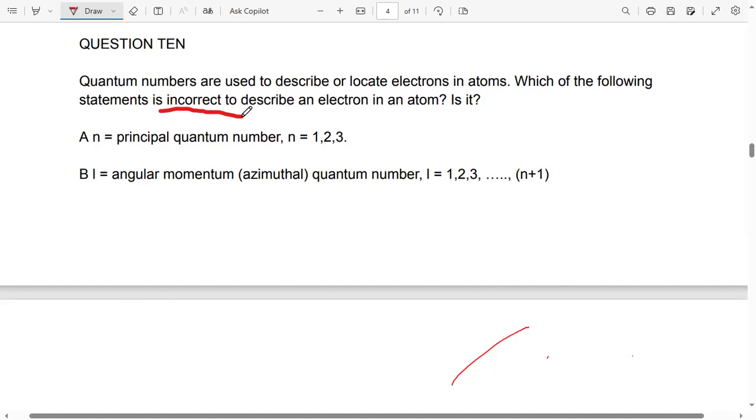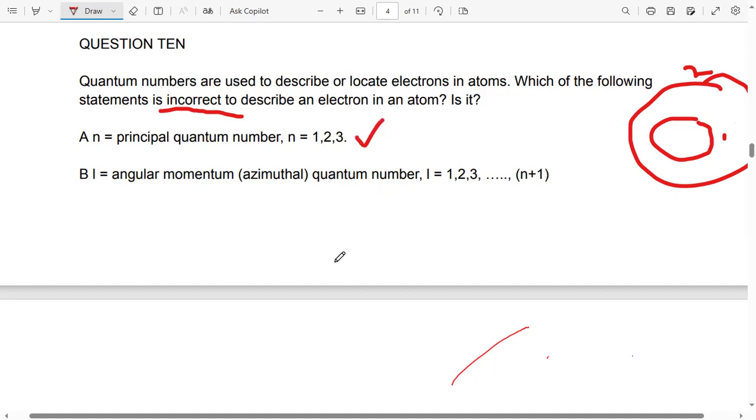So the first one, they are saying the principal quantum number. The principal quantum number is represented by n, and it simply means the energy shell number. So if this is the first energy shell, its principal quantum number will be 1. The second energy shell, its principal quantum number will be 2, just like that. It takes the numbers 1, 2, 3, 4. So this statement here is correct.